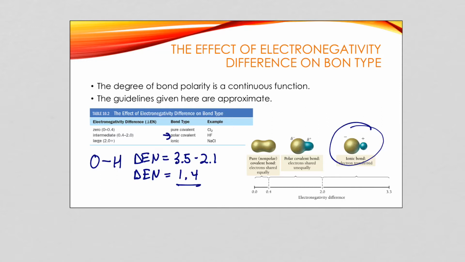We just need to look at the electronegativities, get the difference, and we can decide whether a bond is polar or not.